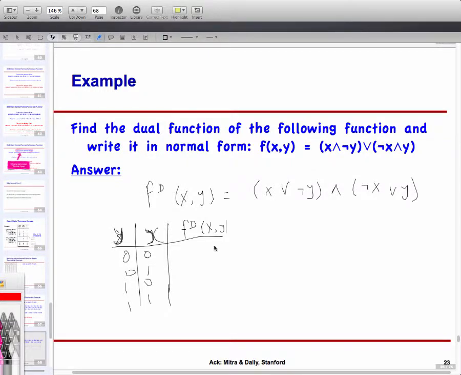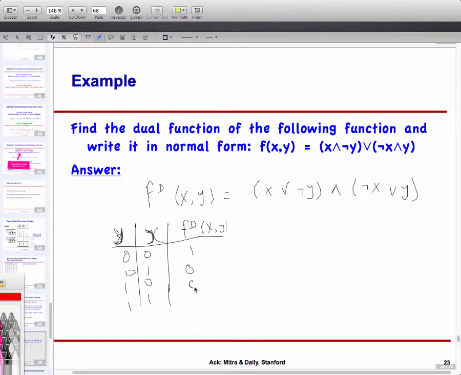Both x and y are 0. So we have 0 or 1, which means it's 1. And we have 1 or 0, which is 1. So it's 1 and 1, which is output 1. What about the next one? Y is 0, so the first term becomes 1. X is 1 here, so the second term is 0. So we have 1 and 0. Output is going to be 0.